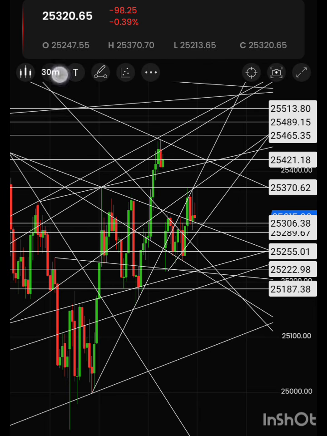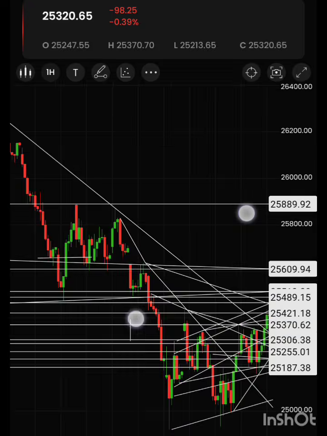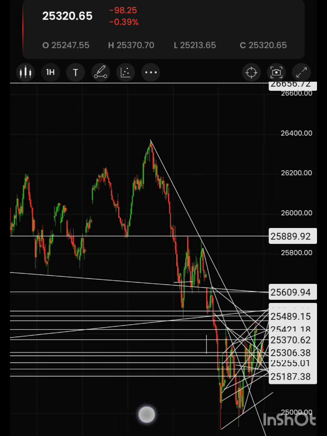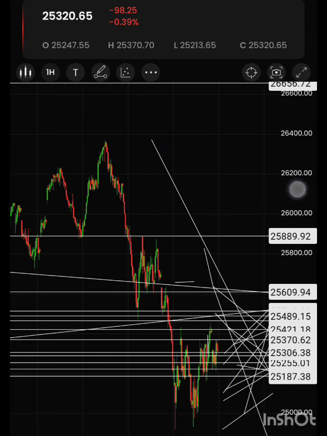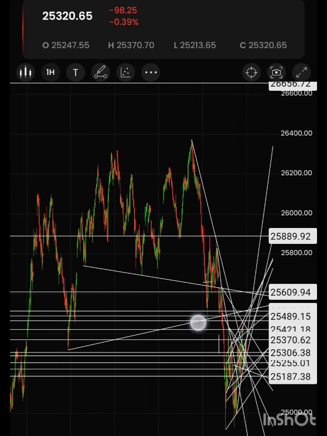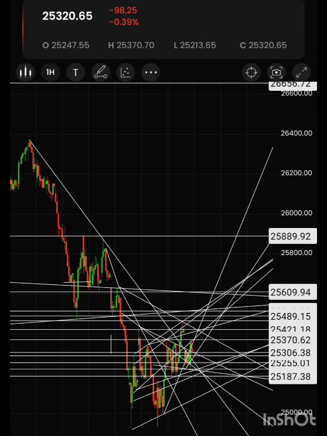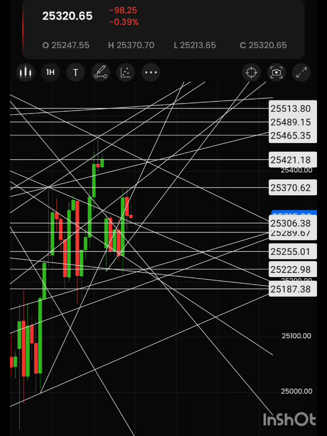And now you check the 1 hour chart. The previous breakdown range, which I already explained in the last videos, will act as a strong resistance. That one is coming around here, that is the 25,516 to 520 range. So this range will be very crucial for this Nifty.